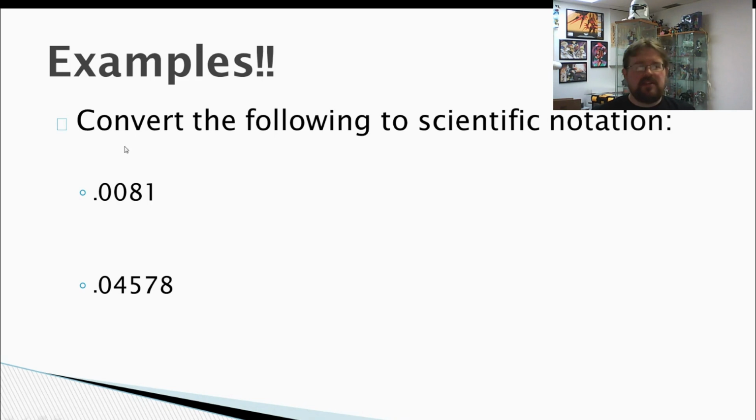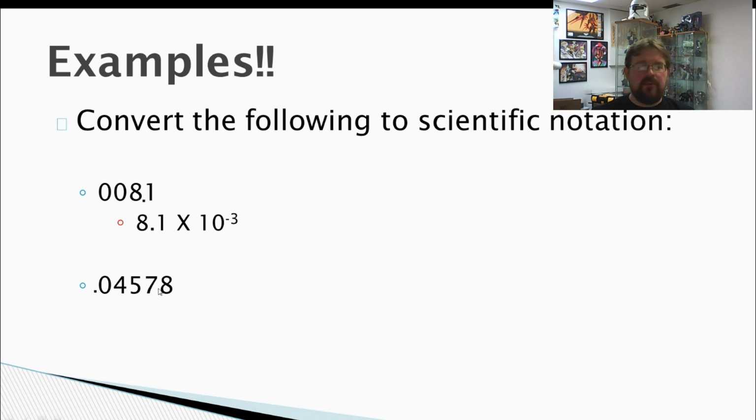So let's try this out. So our first one here, 0.0081. We've got to move that decimal. So we're going to move it 1, 2, 3 spots. Once we get past the first non-zero digit, we're going to stop. We move 3 places. We're going to get rid of these zeros here. So we have 8.1 times 10 to the negative third because we move 3 spaces to the right.